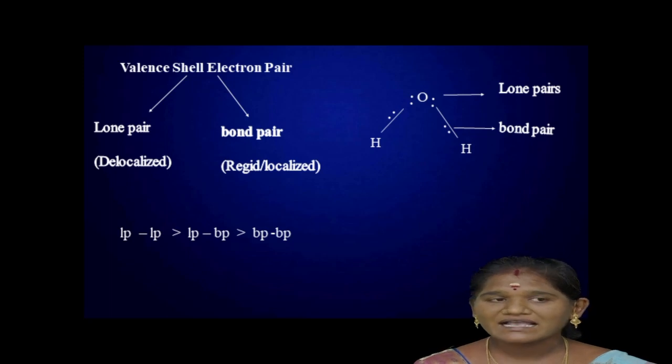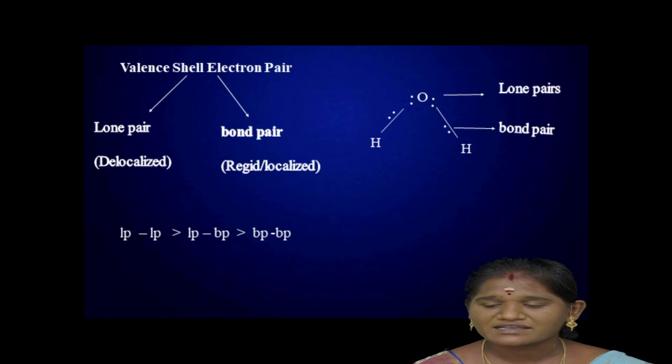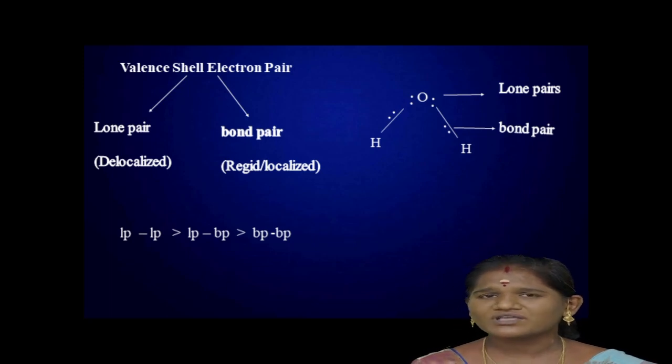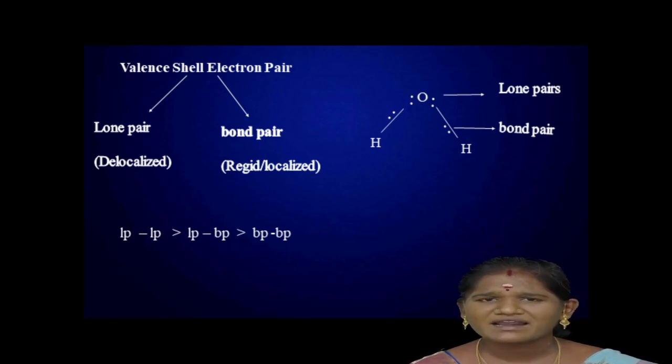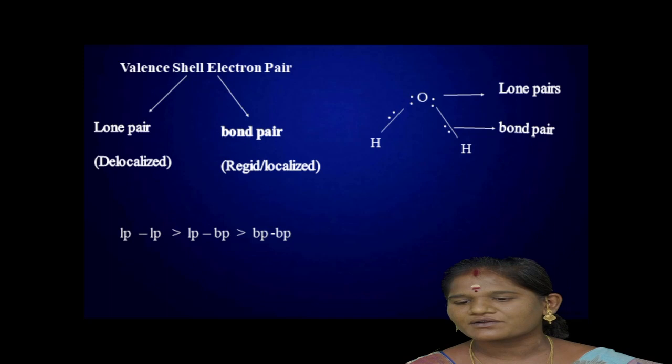These electrons are held together by 2 different atoms, that is oxygen and hydrogen. So they are held together by 2 parent atoms, so they are highly rigid. They are not free to move. So they are localized electrons.